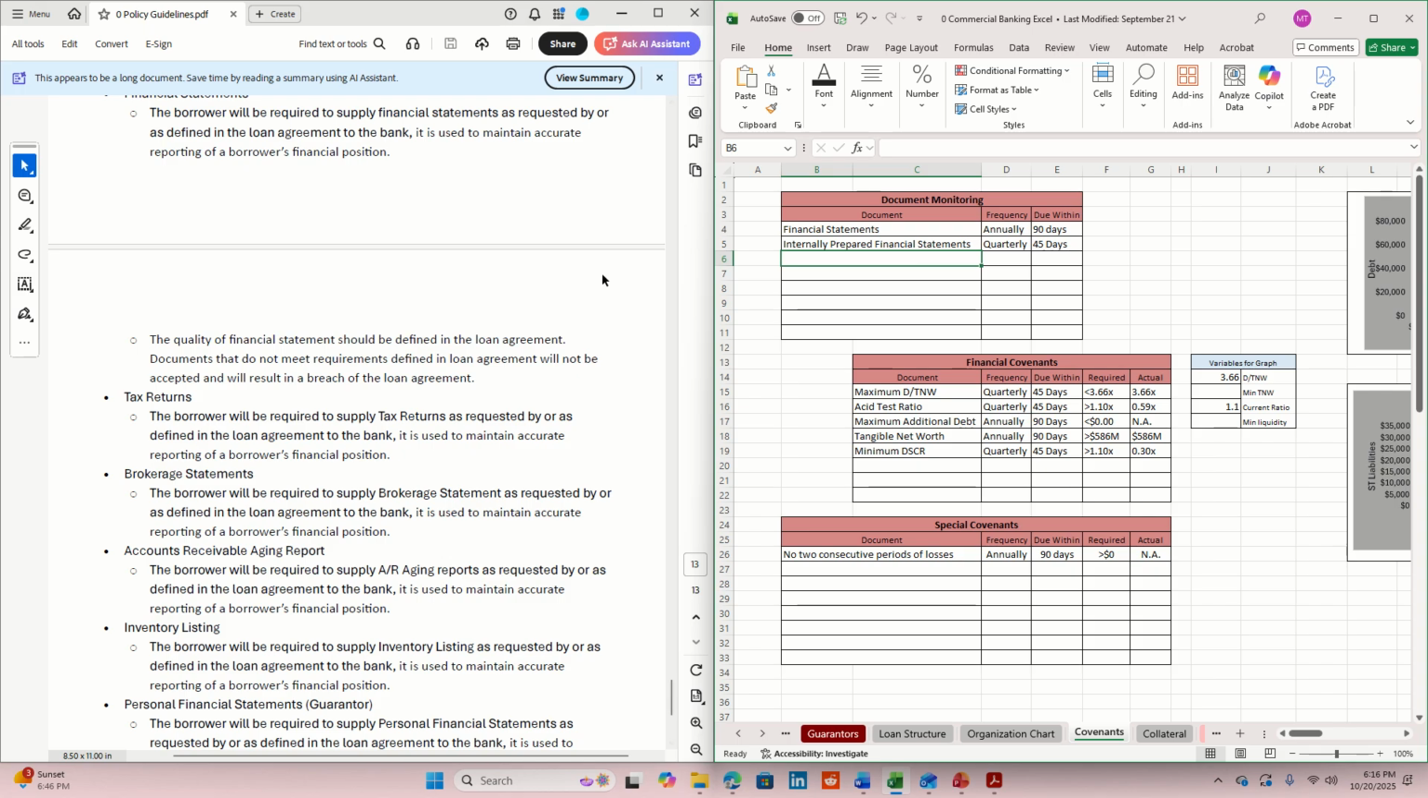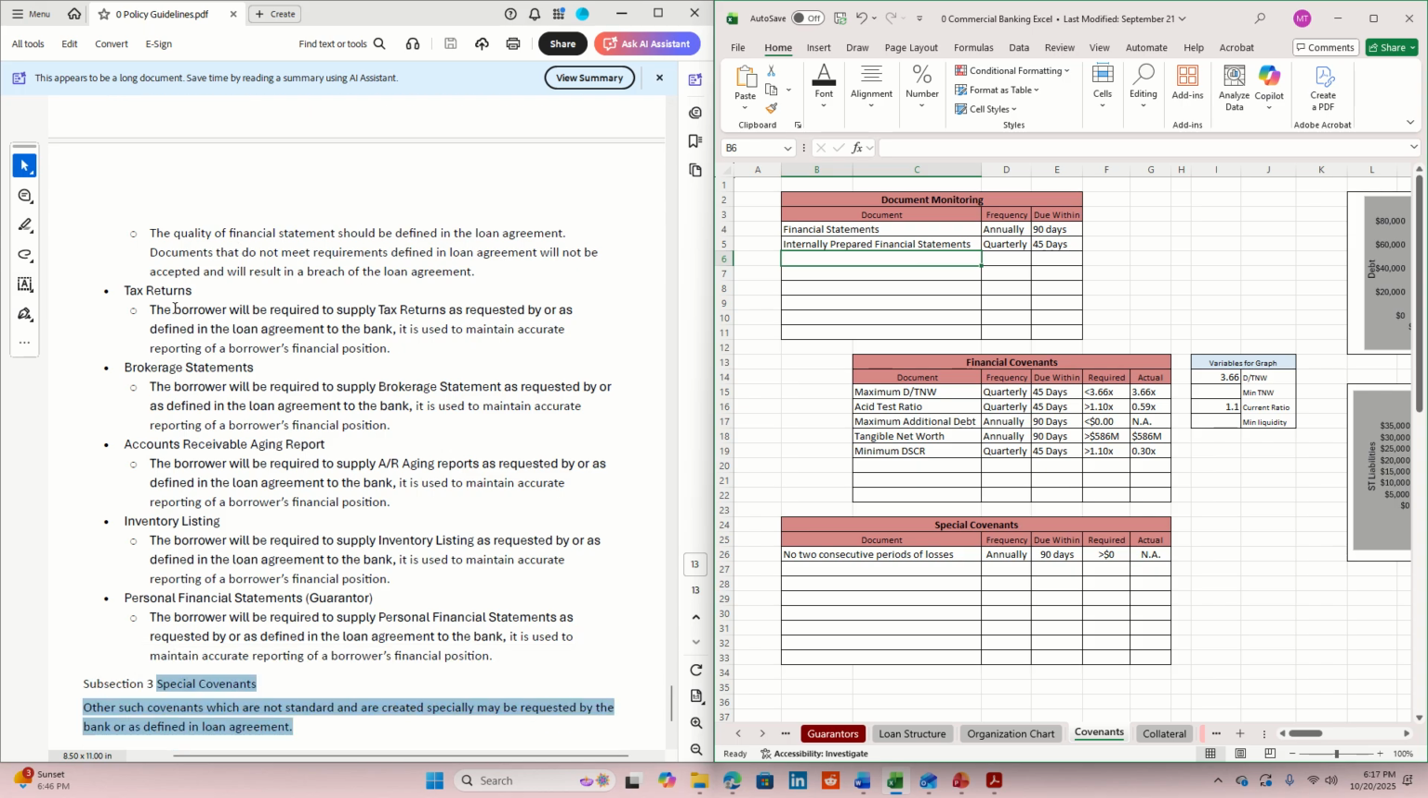Okay. Now tax returns. We do want tax returns because what tax returns can tell us is whether or not they're lying to us about the revenues that they're reporting. So if they're reporting different revenues to us compared with the IRS, then we have a problem. 90 days.